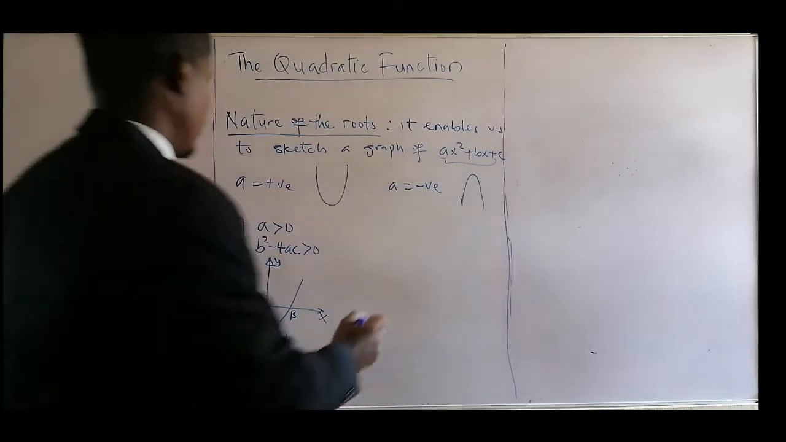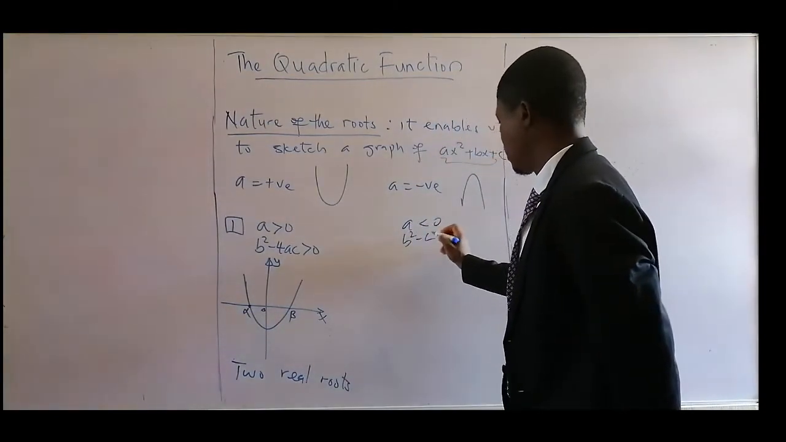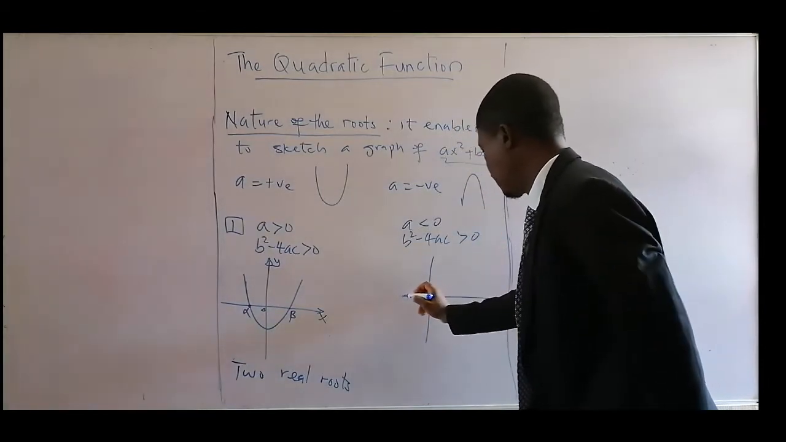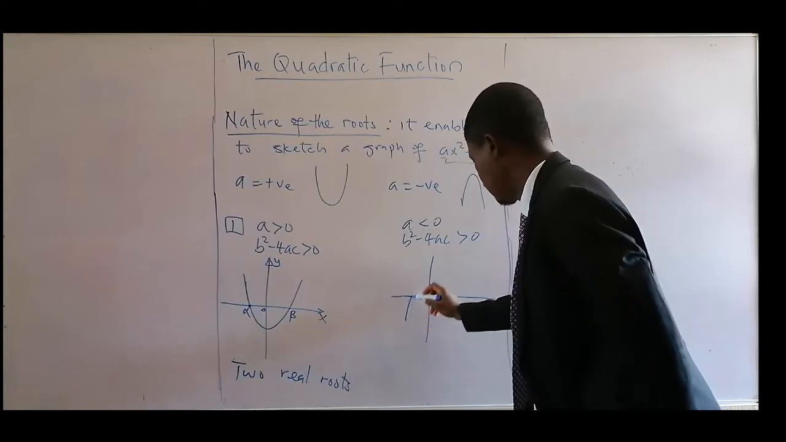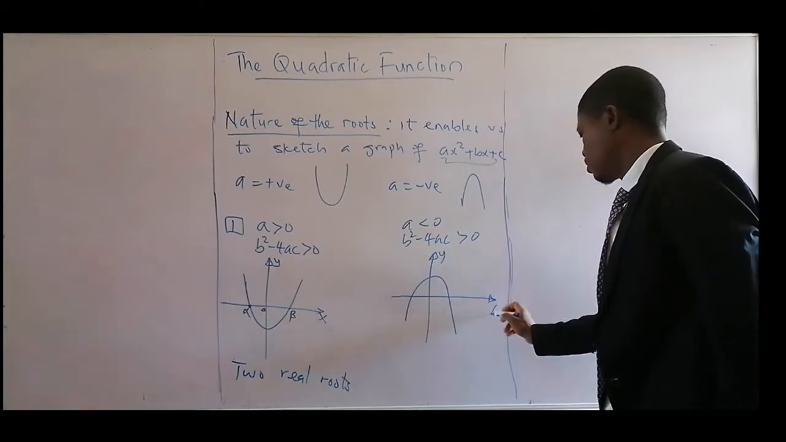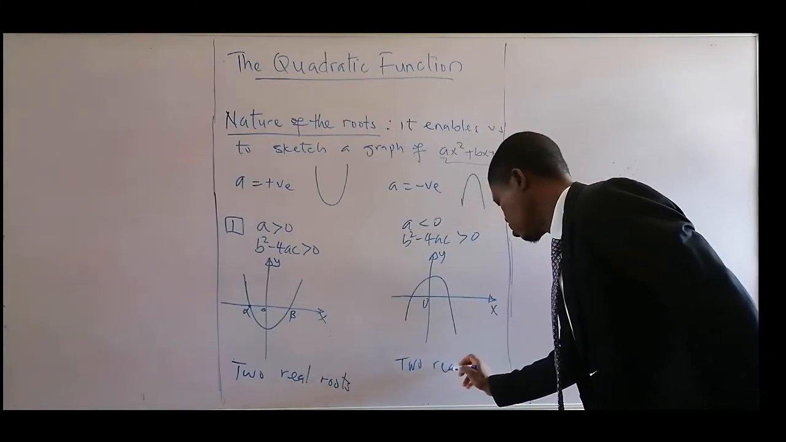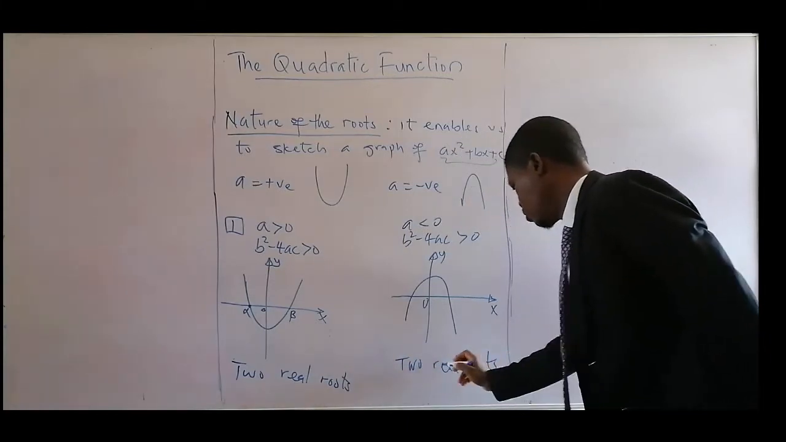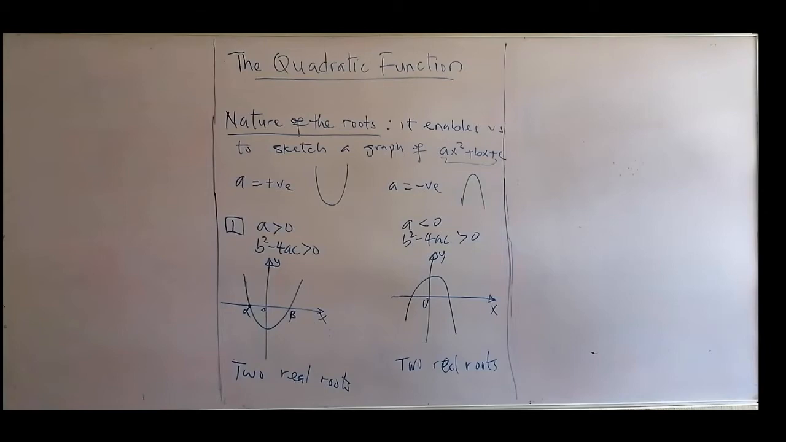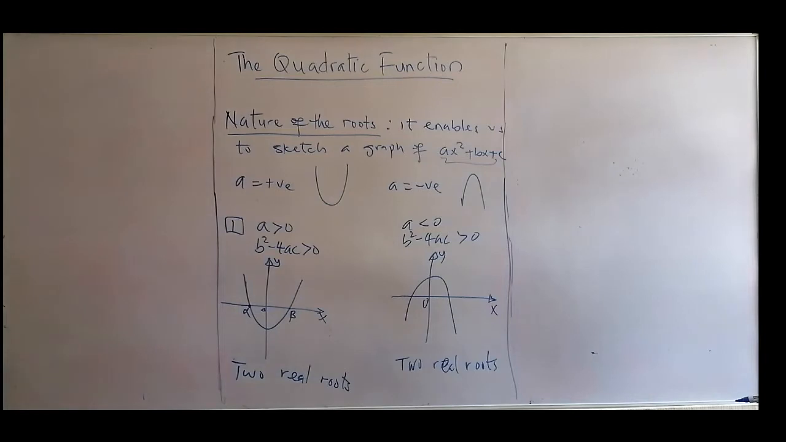Then the next one, when your a is negative, the discriminant is still greater than 0. Then you have this cap shape, and this is your y, this is your x, this is your origin. So you have two real roots. That's when your a is negative and the discriminant is greater than 0. That's the nature of the curve.